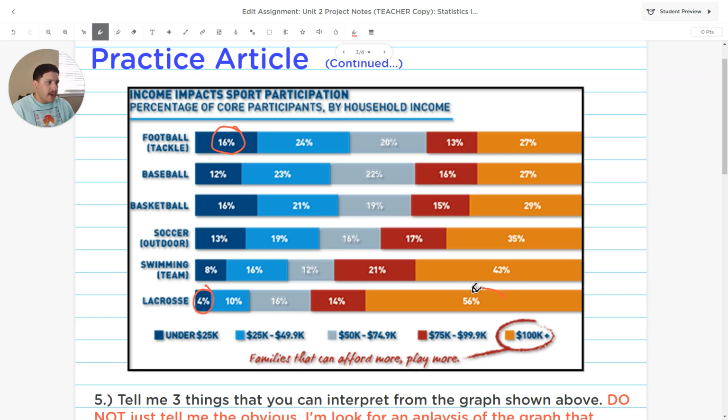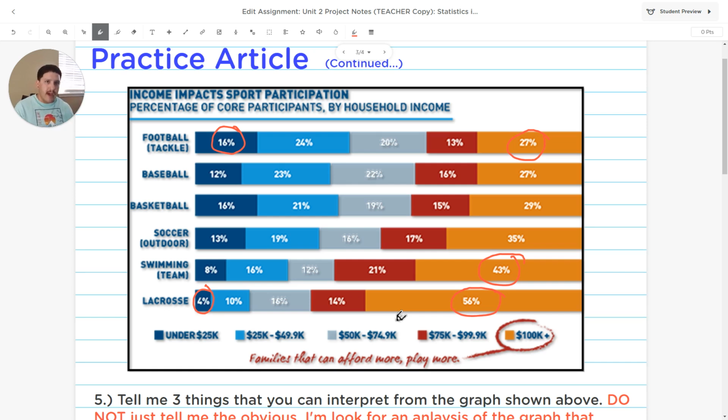It's the same thing with 100K. If I notice with 100K plus, 56% of 100K plus families play lacrosse, which is a huge gap even with swimming, the lowest percentage, at 27. With swimming, there is a 13-point difference in percentages, and with football, there is a 26% difference compared to lacrosse. Okay? So all of that I'm saying right there is an analysis of the graph.